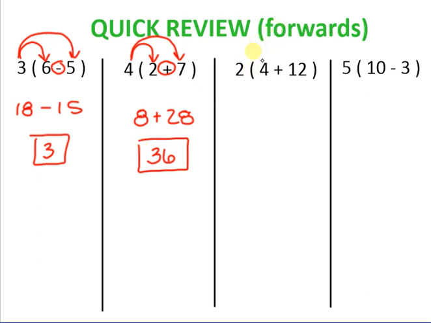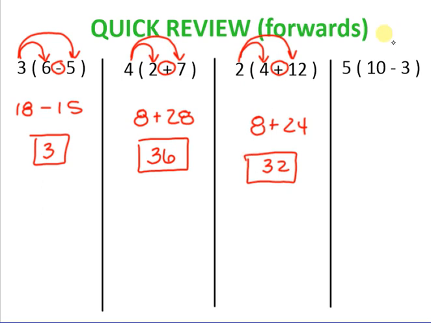For the third problem, we're going to distribute the 2 to the 4. 2 times 4 is 8. Bring down my addition sign. And then distribute the 2 to the 12. 2 times 12 is 24. And then 8 plus 24 is going to be 32.